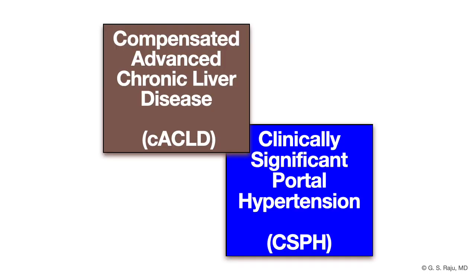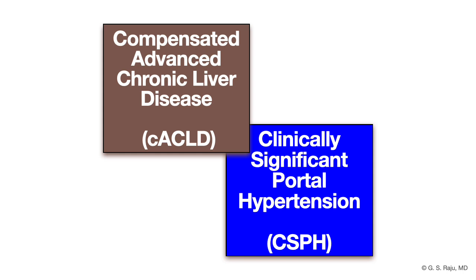So, there are two important terms that have been defined recently. One is compensated advanced chronic liver disease. What does that mean? This is similar or equivalent to cirrhosis of liver, and cirrhosis requires liver biopsy. And can we get the same information by using various non-invasive testing to say whether the patient has cirrhosis? But because we don't take a biopsy to make the diagnosis, we try to use a different term, that is compensated advanced chronic liver disease, that is equivalent to cirrhosis of liver.